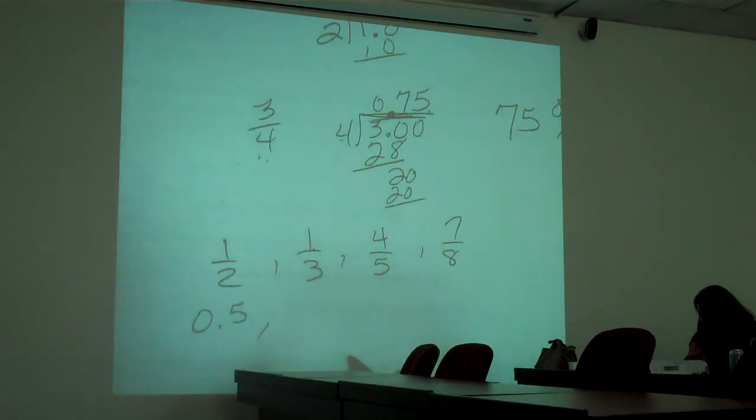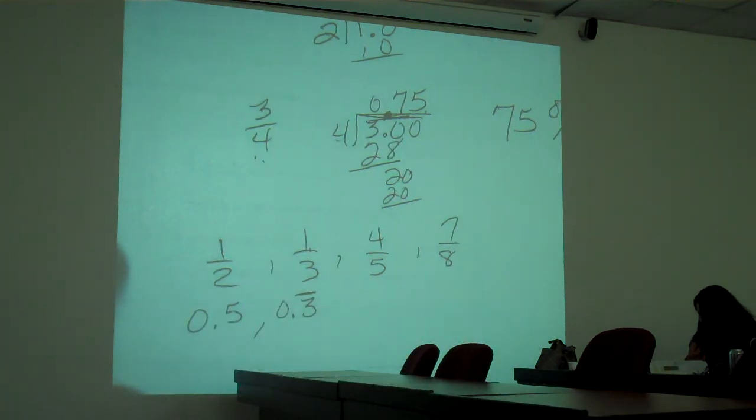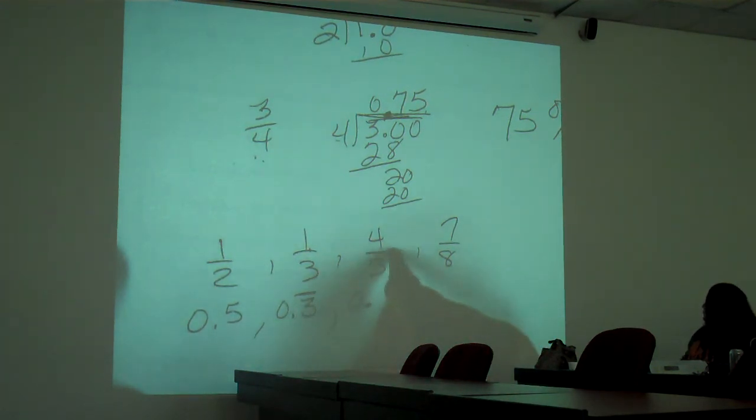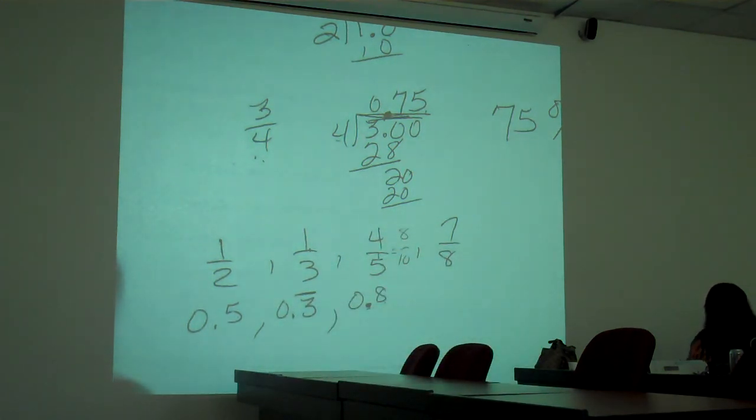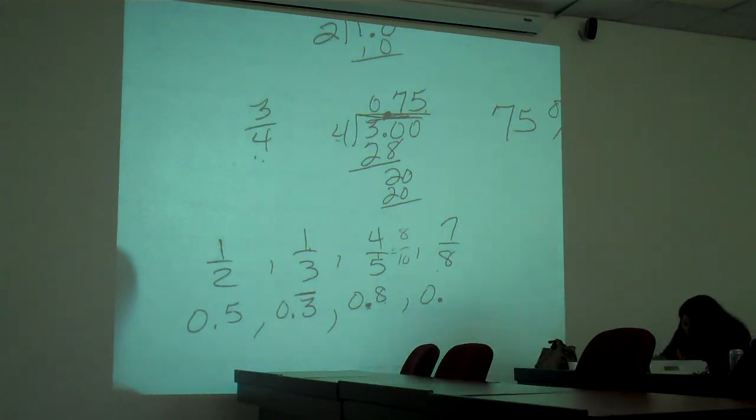0.5. 1/3, when you divide it, you get a repeating 3, right? 0.333. 4/5, anybody know what that is? Yeah, 0.8. It's the same as 8/10. Or you could do the 4 divided by 5 thing. 7/8, that's a long one. 7 divided by 8 is 0.875. Okay? So these are real close to the same number, but this one's going to be bigger, right?